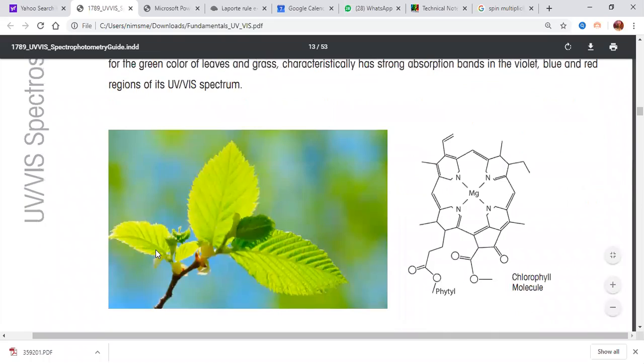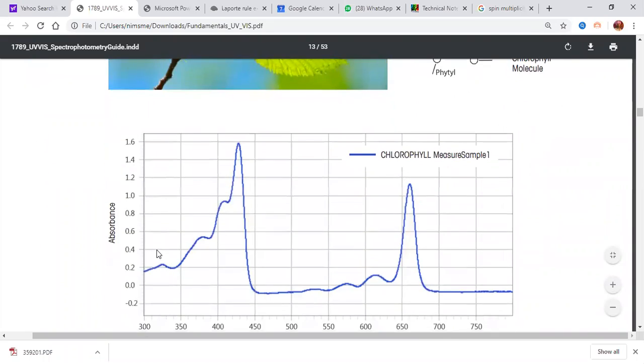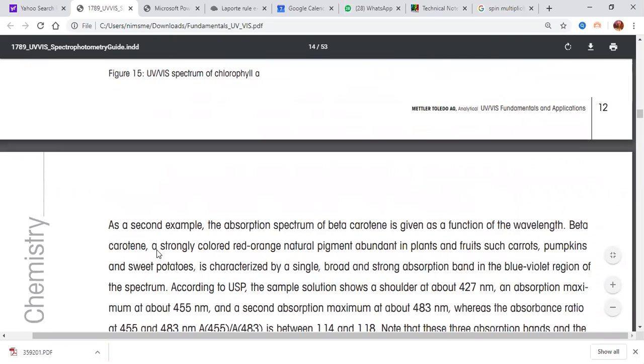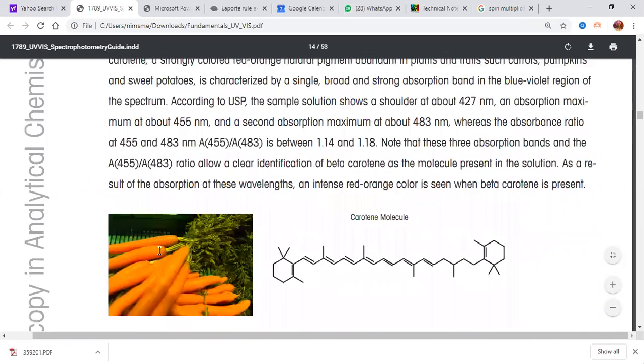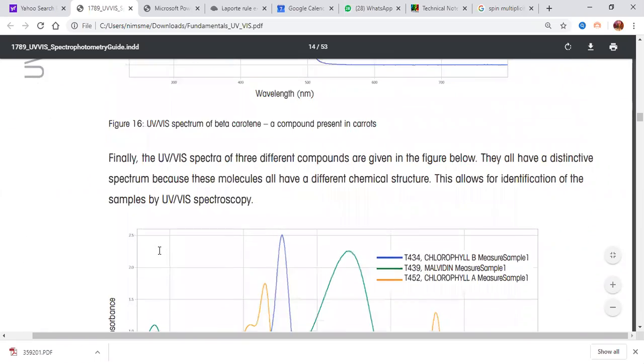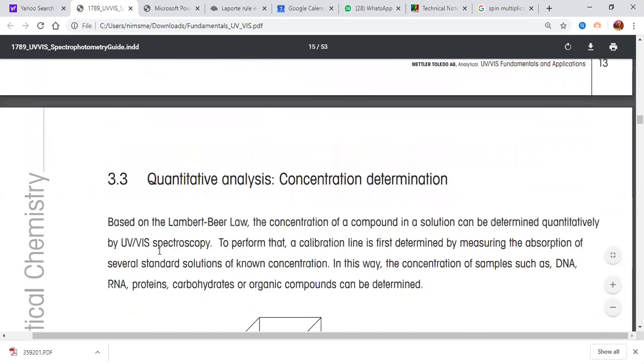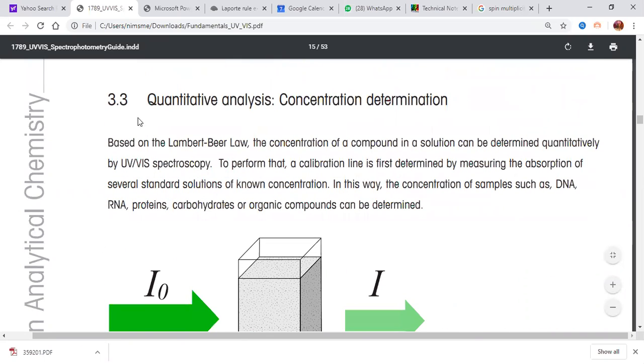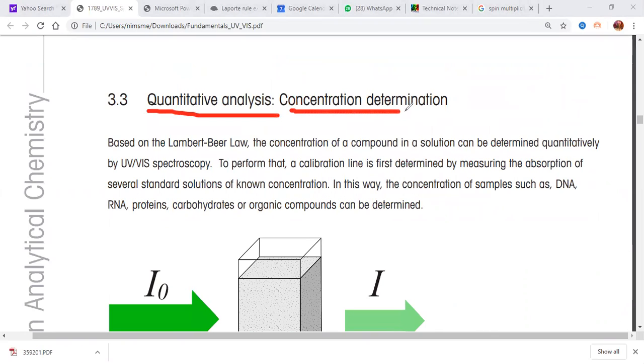Okay, we'll now discuss this. Now we come to quantitative analysis, or concentration determination.